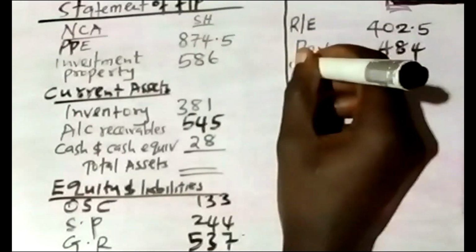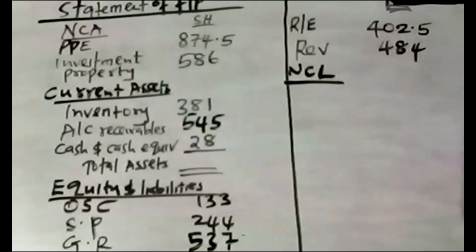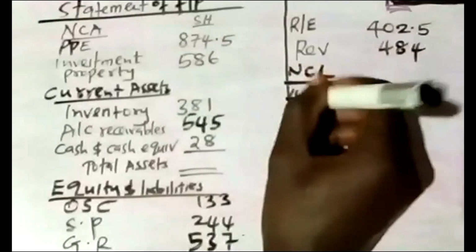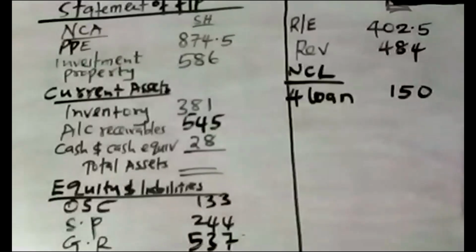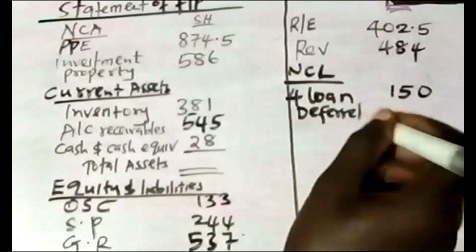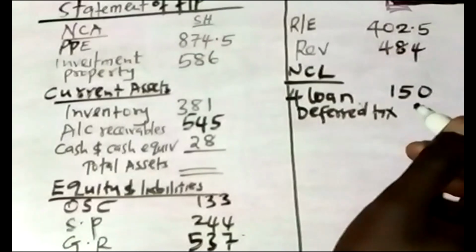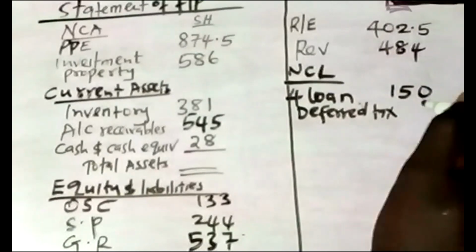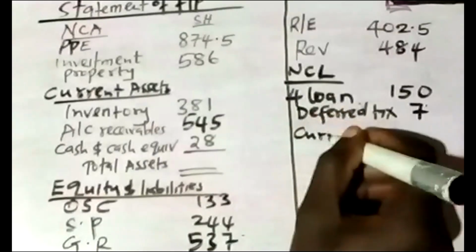Then non-current liabilities. We have the 4% loan, the one for 150. Then remember, even deferred tax is a long-term liability. So the deferred tax, the one in additional information 3.7, that is a long-term liability. Deferred tax, provision for future taxes. We call that deferred tax.